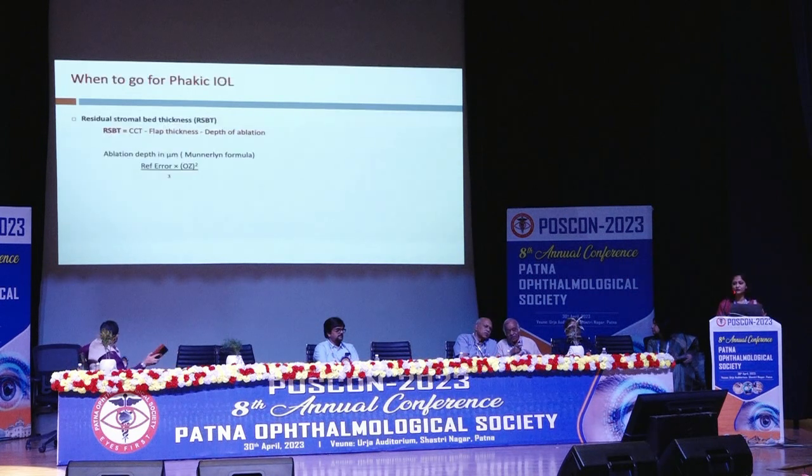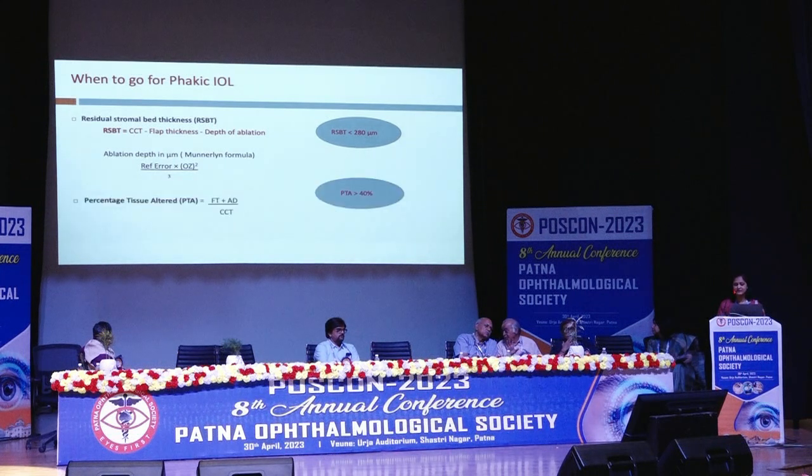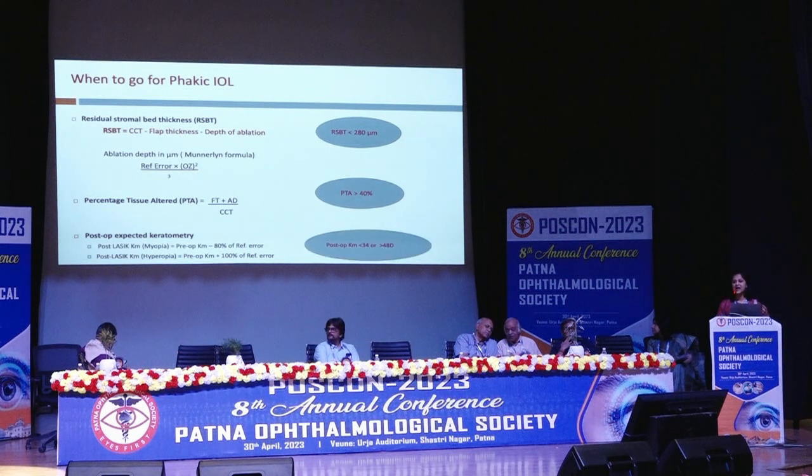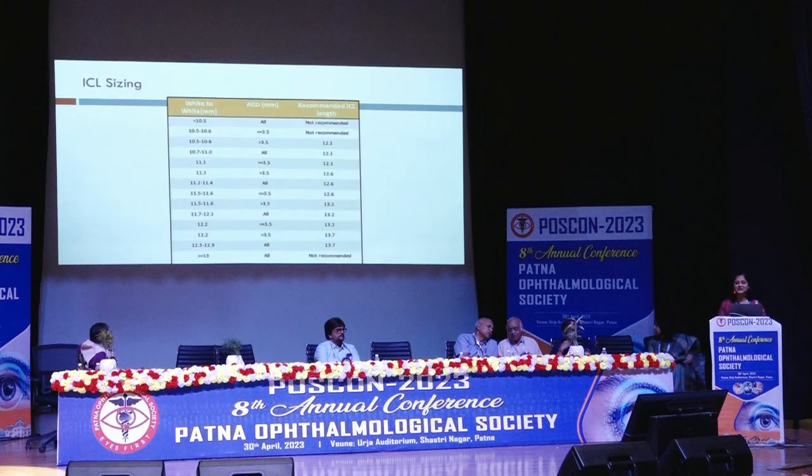So when do you want to go for phakic IOL? The criteria of residual stromal bed thickness, percent tissue ablation or percent tissue altered, and post-op expected keratometry are the three things which we need to look at with the patient's refraction and corneal thickness needs to be calculated. And if the RSBT is less than 280 or the PTA is more than 40 or the post-op expected keratometry is becoming too flat or too steep, that is when you want to do a phakic IOL.